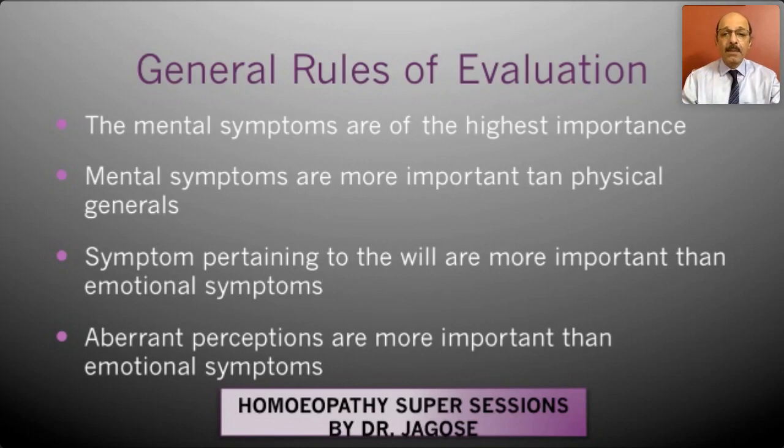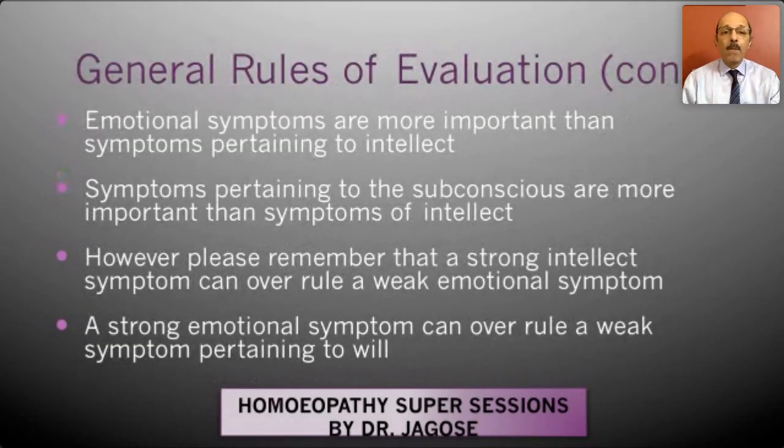Even aberrant perceptions are more important than the emotional symptoms. So as I told you, between the will and the emotion, you are getting aberrations of perception. So in a case, suppose you are getting an illusion, delusion, or hallucination, then it is taken of more importance than an emotional symptom. Emotional symptoms are more important than symptoms pertaining to the intellect. So naturally, we have got weak intellect compared to emotion. So emotional symptoms are more important than those pertaining to the intellect.